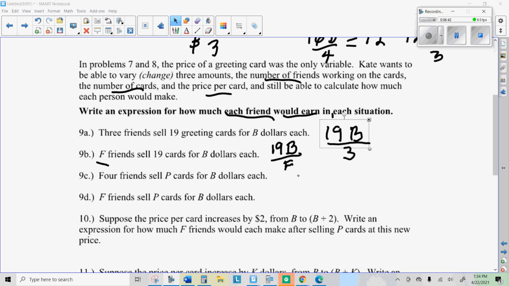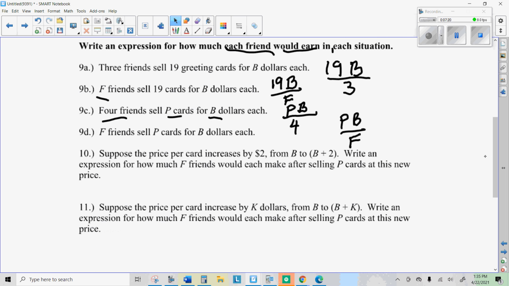So I hope you put the F where the 3 was, because that's where you have to divide by how many people there are. Okay, so in the next one, 4 friends sell P cards for $B each. All right, so we need to take the number of cards times the price per card. Remember, we don't use any multiplication symbol, so I just wrote PB. And then we're going to divide that by 4 friends. All right, now try the last one. F friends sell P cards for $B each.